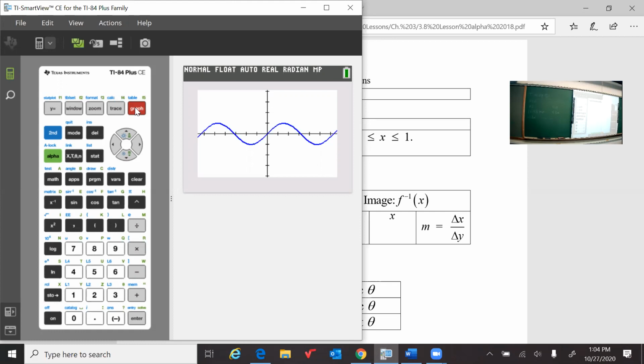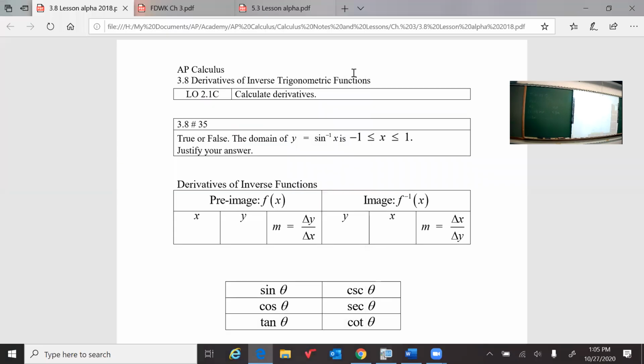So you restricted the domain of the sine wave. The restricted domain is -pi/2 to pi/2, fourth quadrant and first quadrant. And then the resulting range is -1 to 1. So if we go back to this, true or false, the domain of the inverse sine is -1 to 1, and why?